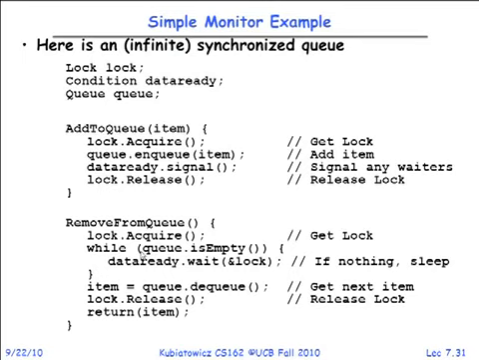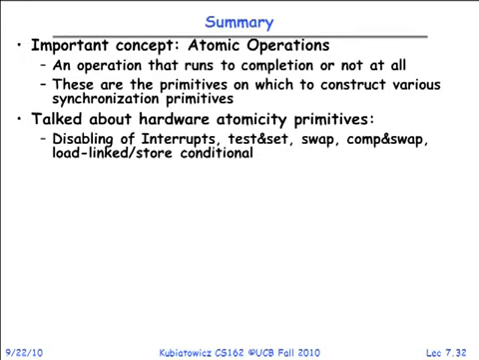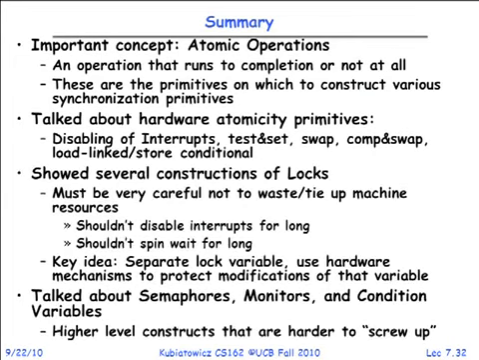So in conclusion, we talked about atomic operations, which is an operation that runs to completion or not at all. We talked about hardware atomicity primitives like test and set or swap, and disabling of interrupts. We showed several ways to build locks. We talked about semaphores, and we started talking about monitors and condition variables.